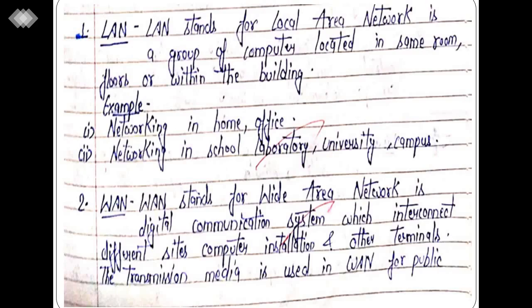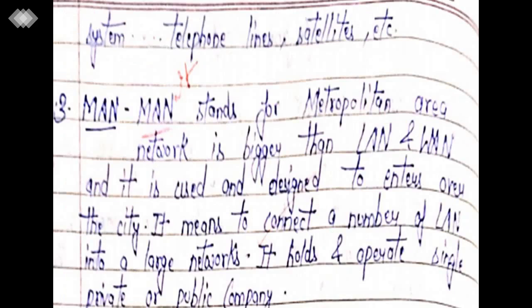Now second is the WAN. WAN stands for wide area network. It is a digital communication system which interconnects different sites of computer installations and other terminals. The transmission media used in WAN are public systems, telephone lines, and satellites. They are the examples. MAN stands for Metropolitan Area Network, which is bigger than LAN and smaller than WAN, and it is designed to extend over a city. It means to connect a number of LANs into a larger network. It is owned and operated by a single private or public company.